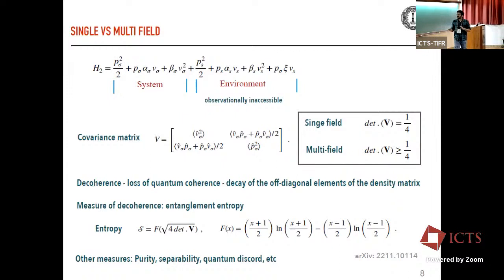That is given by this expression. Again, this entanglement entropy is some function of the determinant V, where V is the covariance matrix. If the entanglement entropy associated with this sigma system is very large, then we can say that the decoherence is very large in that system, which means that the system of this sigma is classicalized, because the quantum coherence associated with sigma is suppressed because of the interaction. I think this is clear.